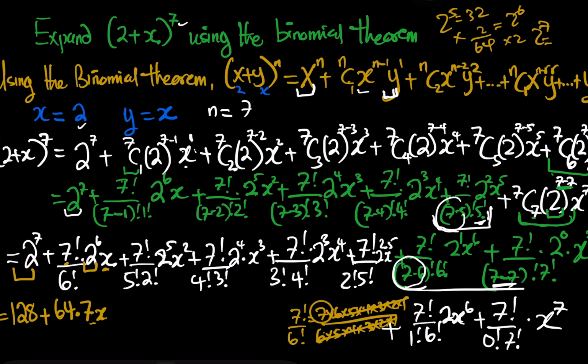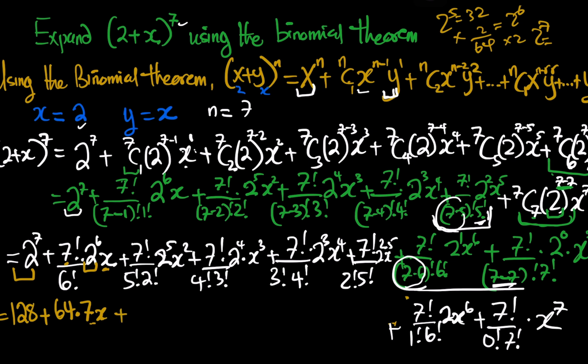That's why we're having 7 only there. So we continue. Plus 2 to the power 5 is 32. So we're going to have 32 multiplied by 7 factorial.